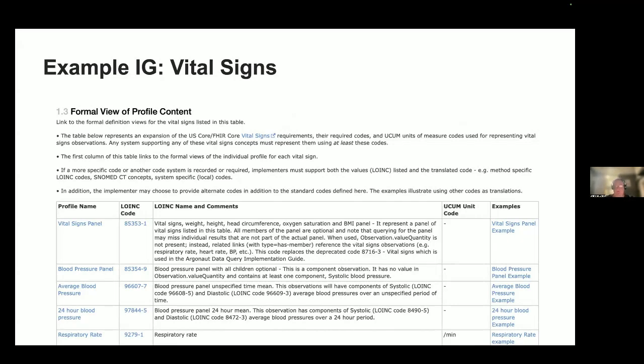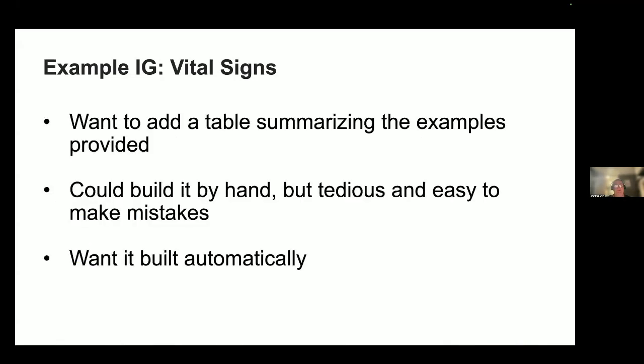So I want to add a table of examples, and I could build that by hand, and just every time I author an example, I'll add an entry to the table and fill out the HTML to get the codes and the things I want in the table correct. But it's extremely tedious to do that.